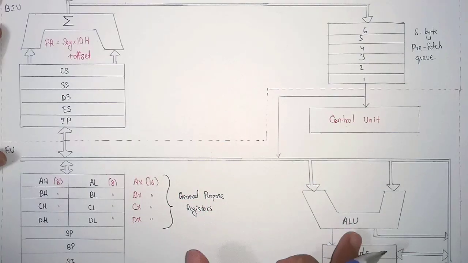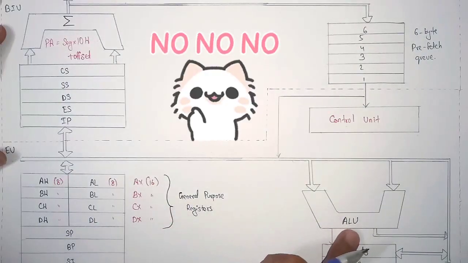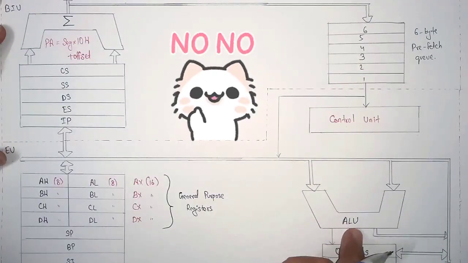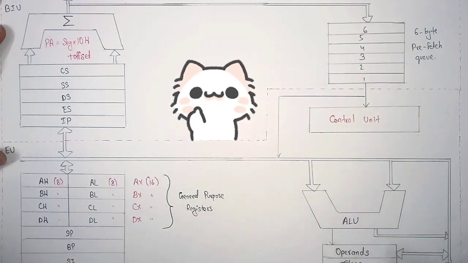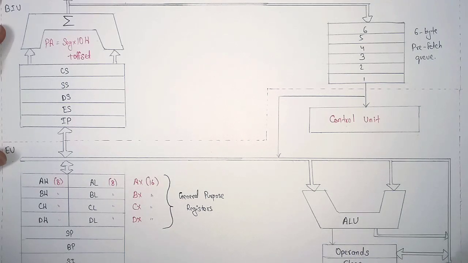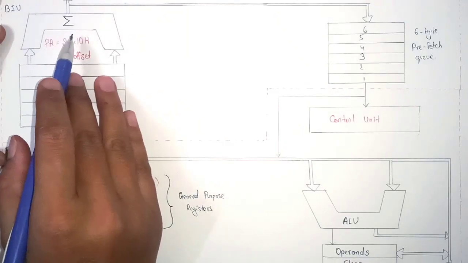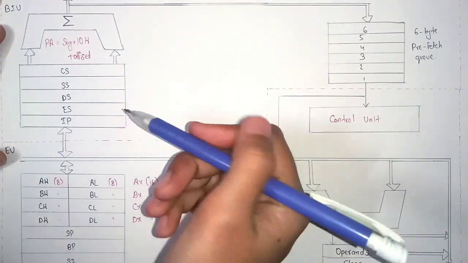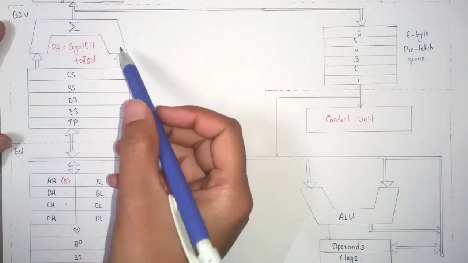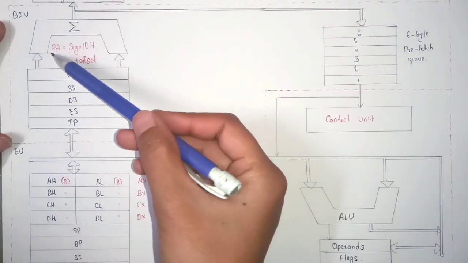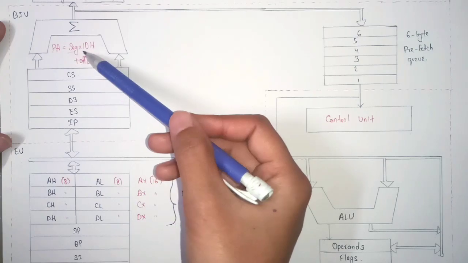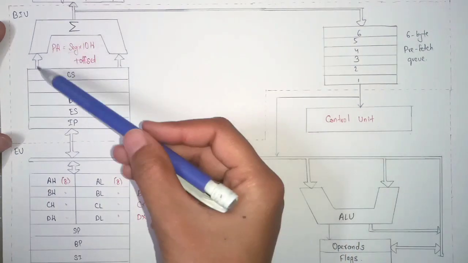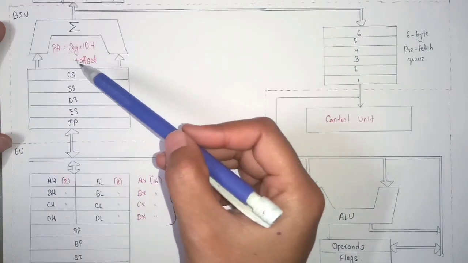Note one thing here: both of these are not the ALU, that is, the arithmetic logic unit. Both of these are not going to perform the same task that the ALU does. The ALU will perform the arithmetic tasks only, but this will calculate the physical address of the instruction in the memory. We get the physical address by applying this formula: physical address is equal to segment times 10 plus offset. Let's discuss why we are getting this formula here.